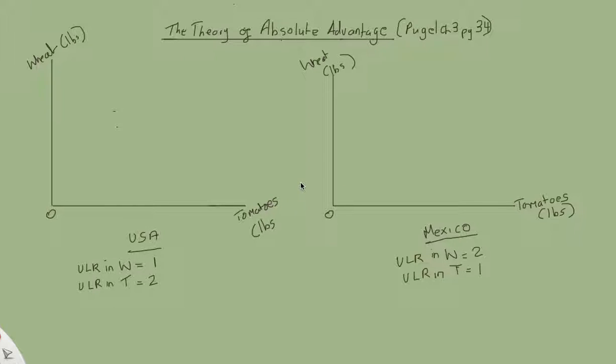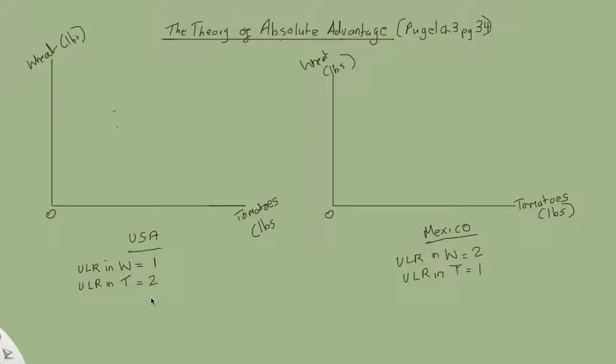Okay, so continuing with the example that we started in course video 7, this is course video 8. I have copied out ULR, which stands for unit labor requirement, and W is wheat and T stands for tomato. So from that example, the unit labor requirement in the wheat industry in the US was 1 hour of labor per pound of wheat, and the unit labor requirement in the tomato industry in USA was 2 hours of labor per pound of tomatoes.